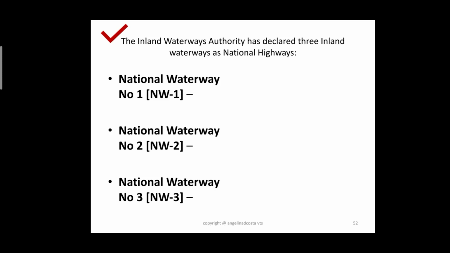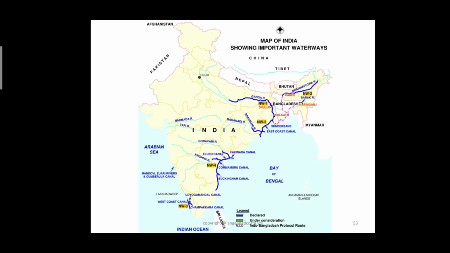National Waterway number 1 or NW1. It comprises the Ganga-Bhagirathi-Hooghly river system which connects Haldia, Kolkata, Farakka, Munger, Patna, Varanasi and Allahabad. It stretches to more than 1,620 kilometers of potentially navigable waterways. It is navigable by mechanized boats up to Patna and by ordinary boats to Haridwar.